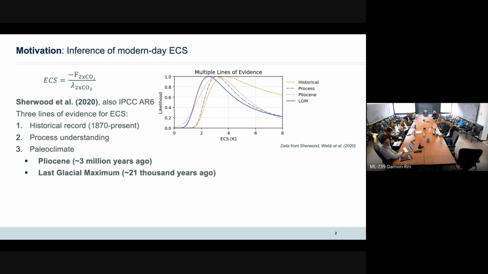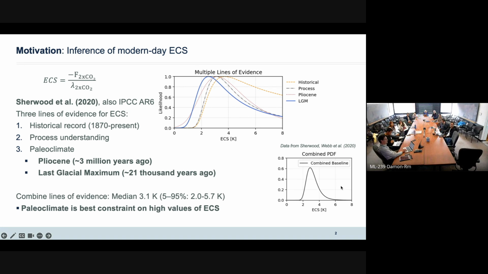And then they turned to the last glacial maximum for information from a past cold period. After they combined these lines of evidence into a PDF of climate sensitivity, they found stronger constraints than some past studies. And a highlight that's relevant to this group, at least, is that it was really the paleo evidence that ended up being the best constraint for high values of ECS. They specifically highlighted the LGM, for example, for helping constrain the likelihood for ECS above, say, 4 degrees.